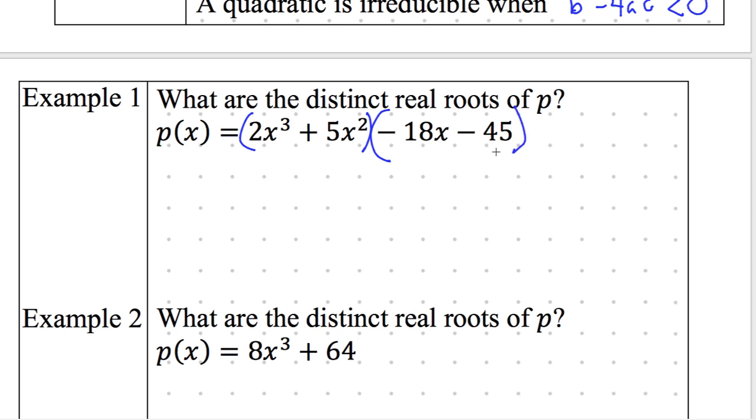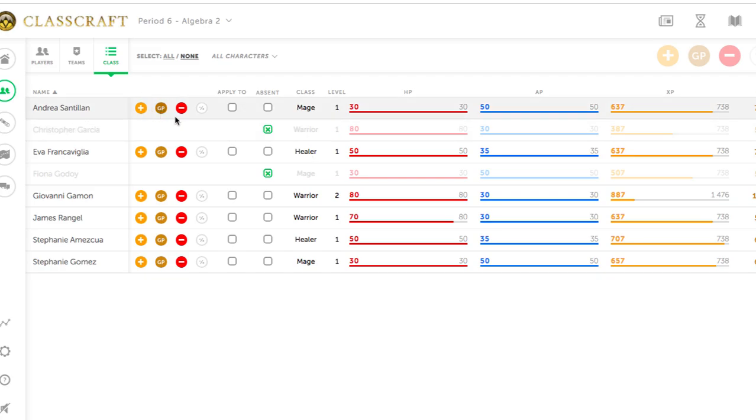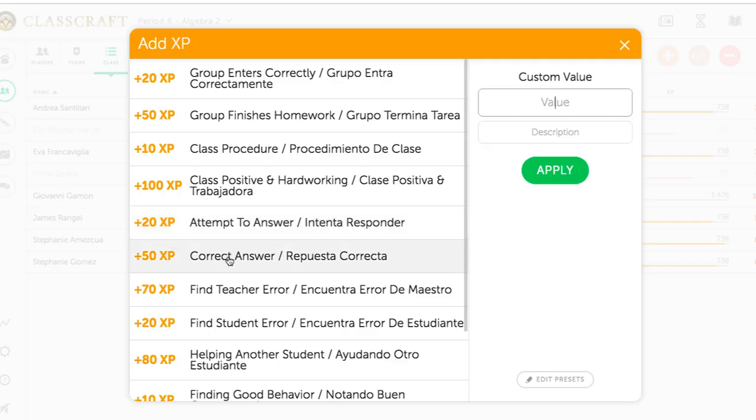What can I factor out of the first pair? Andrea, go for it. X squared. And what's left, Andrea? 2x plus 5. Good job. Andrea, you getting your XP in there? Finally stealing some from Geo.